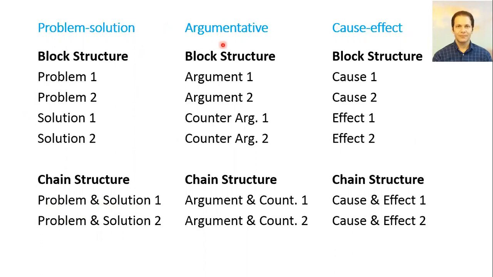If you are writing an argumentative paper, then in a block structure, you introduce argument 1, followed by argument 2, followed by argument 3, and then you proceed to presenting counter arguments. Now, it doesn't matter how many counter arguments you have here. But in a chain structure, argument number 1 is followed by counter argument number 1, and argument number 2 must be followed by counter argument number 2. So the same thing goes for a cause-effect paper.